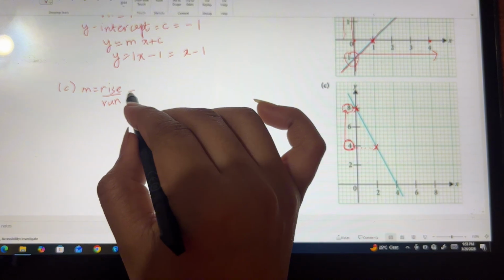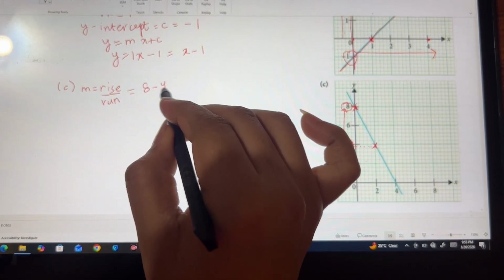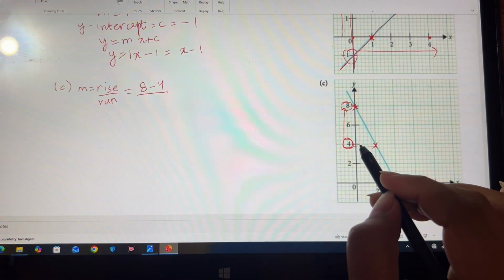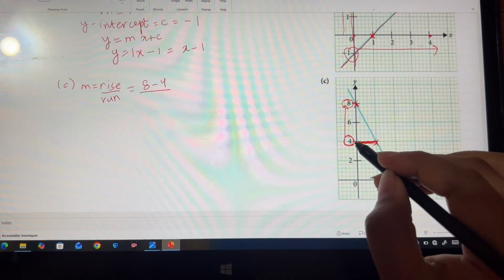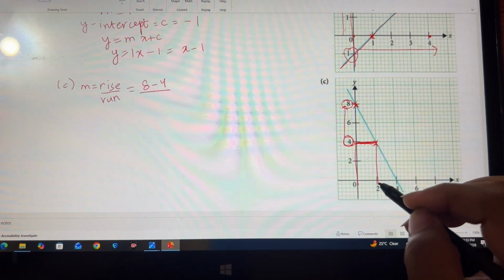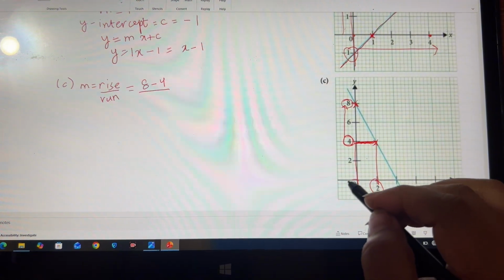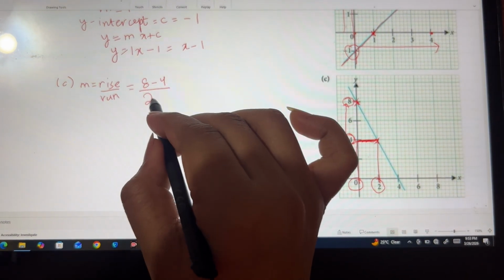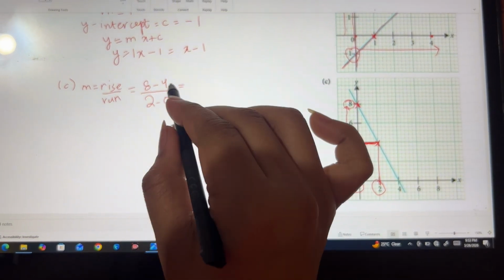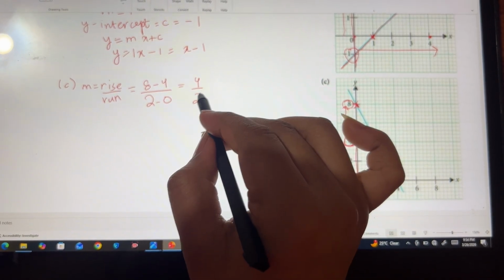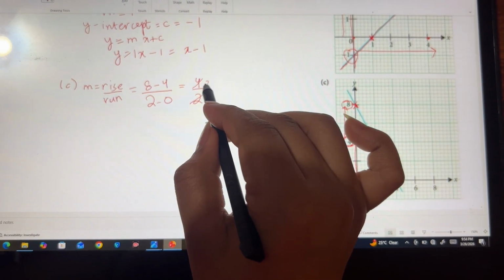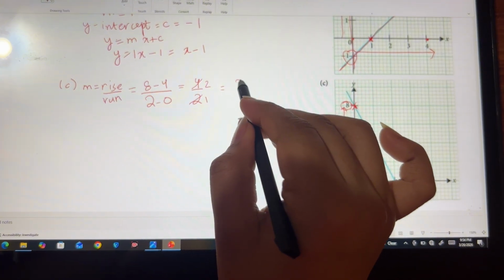So it is 8 minus 4 upon, now I will see run. Run is like this, which is in front of 0 and 2. My highest number is 2 and the lowest number is 0, so it will be 2 minus 0. Now 8 minus 4 is 4 upon 2. Now I will cancel it. 2 ones are 2, 2 twos are 4. So the answer is 2.